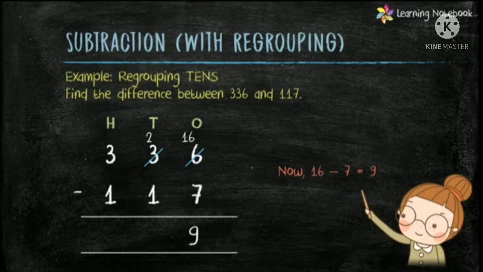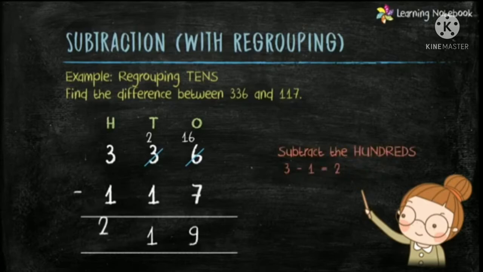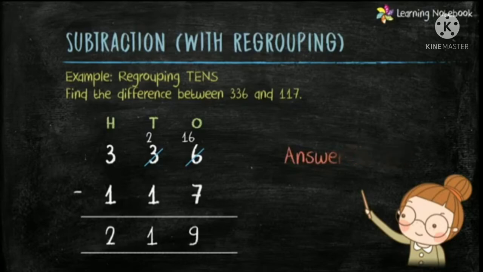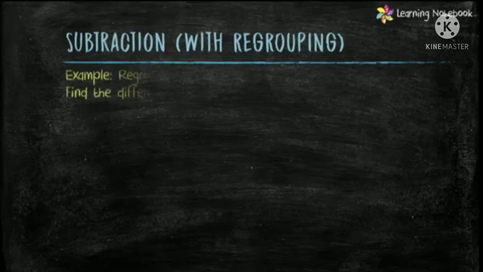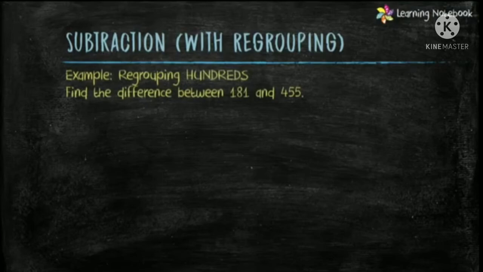Moving forward to tens place, 2 minus 1 equals 1. Then hundreds place, 3 minus 1 equals 2. So our answer is 219. Similarly, let's learn subtraction with regrouping at hundreds place. Question is to find the difference between 181 and 455.